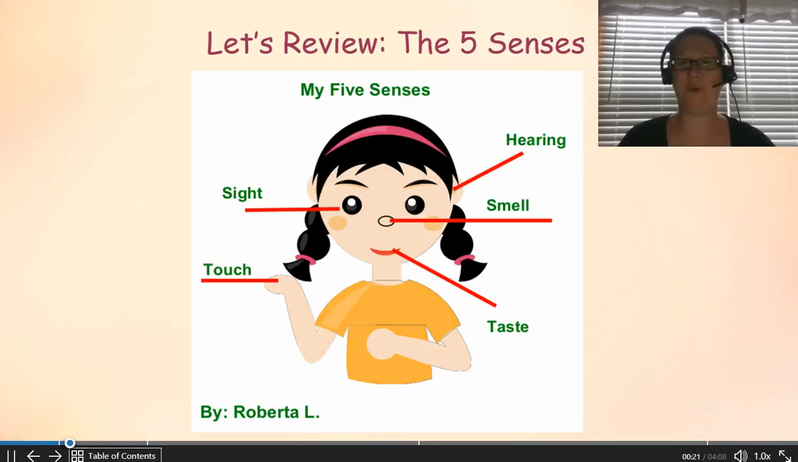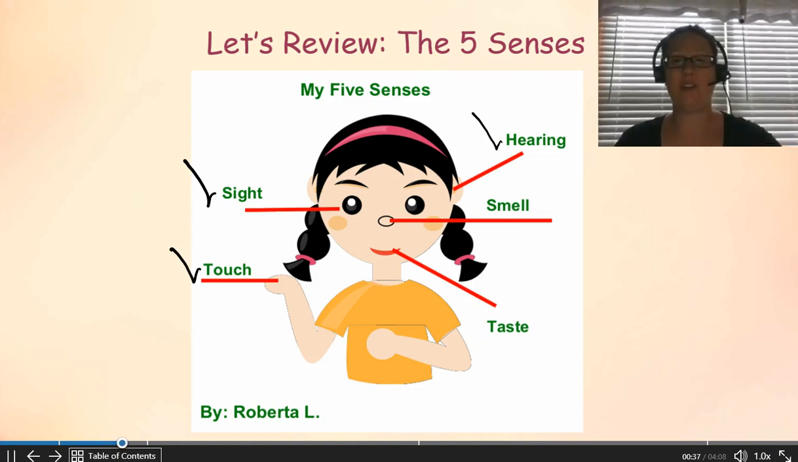Before we begin our lab, we're going to review the 5 senses. Our 5 senses are what help us learn about the world around us. We have our eyes to help us see things, our fingers to help us touch and feel things, our ears to help us hear sounds, our nose to help us smell different scents, and our tongue to help us taste.